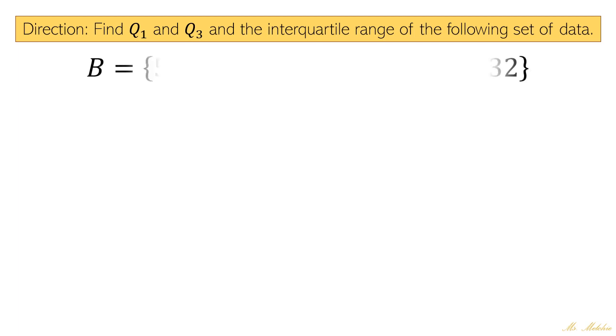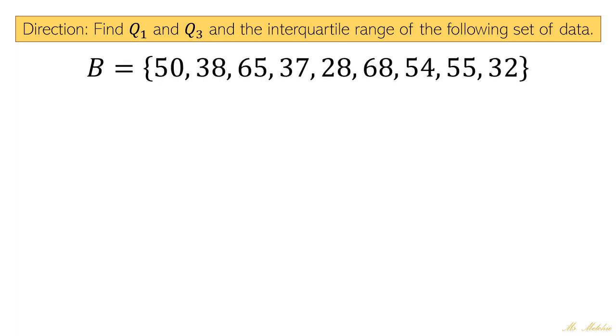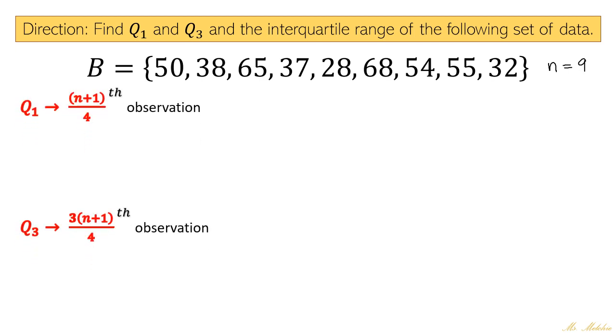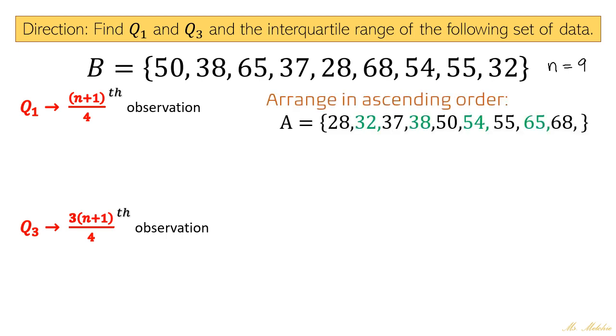Okay, so for our next practice exercise, same manner, we are going to solve for Q1, Q3, and interquartile range. I'm going to start with finding the N. Our N here is 9. Now, let's start rewriting our formulas, and of course, I'm going to share with you the data which I already arranged in ascending order. Okay, so let's find the position of our Q1.